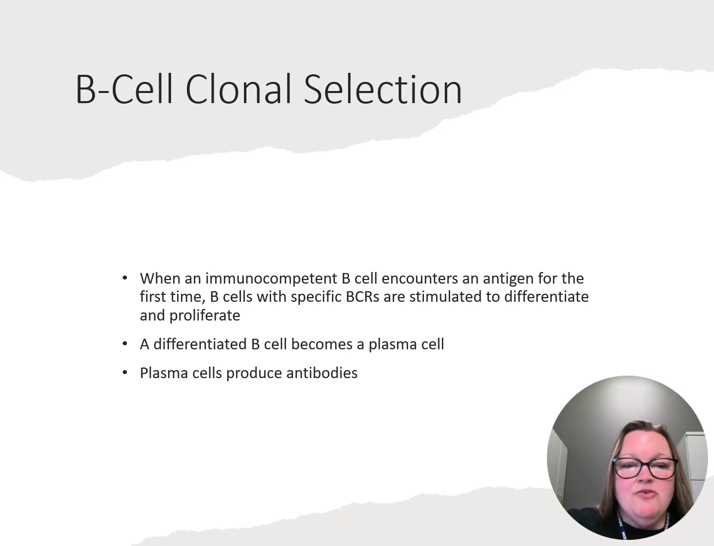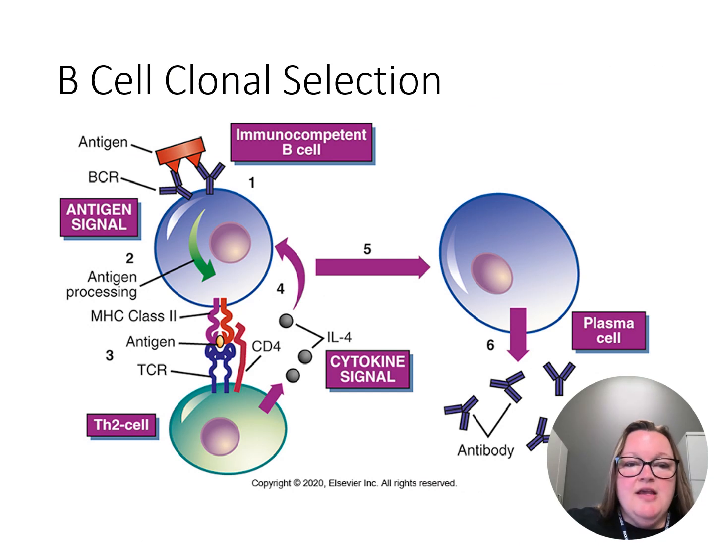B cells are also different in that they become a plasma cell. Plasma cells are essentially activated B cells that produce antibodies. These antibodies are capable of detecting antigens as well. So you can see here in the visual the B cell clonal selection. This is also on page 165 of your book.